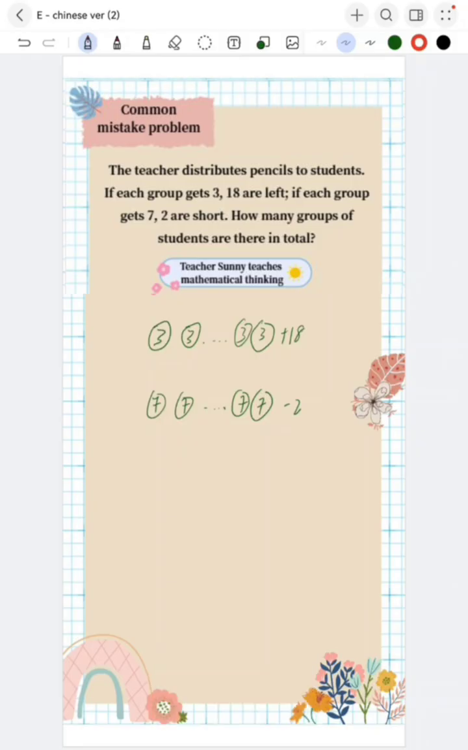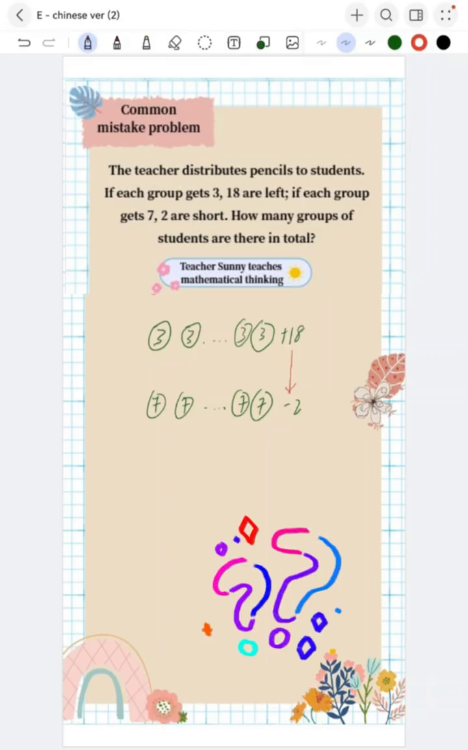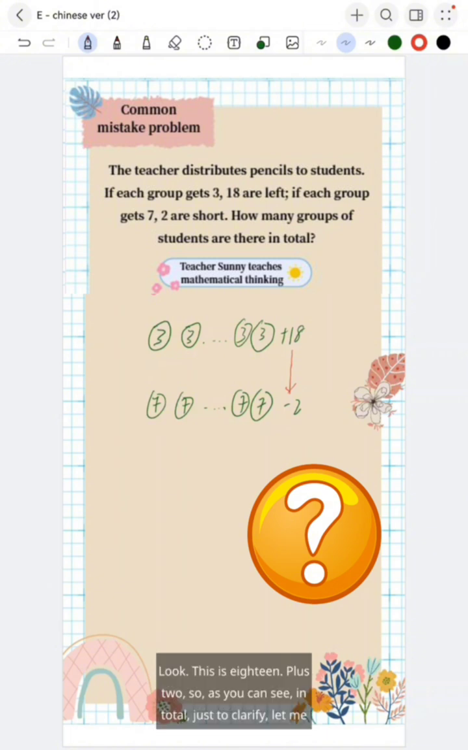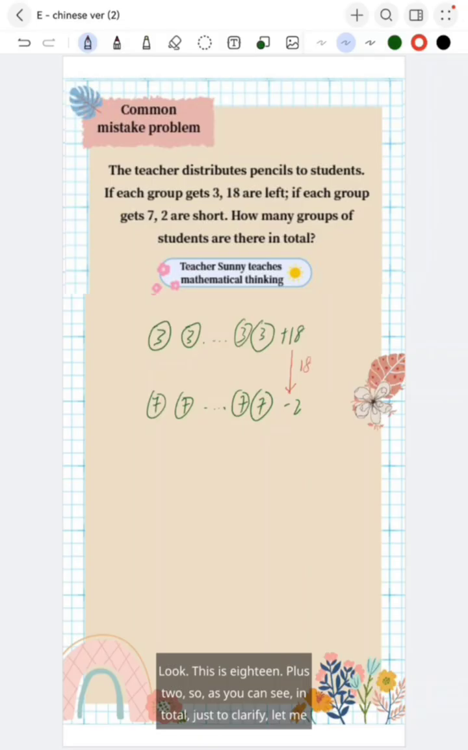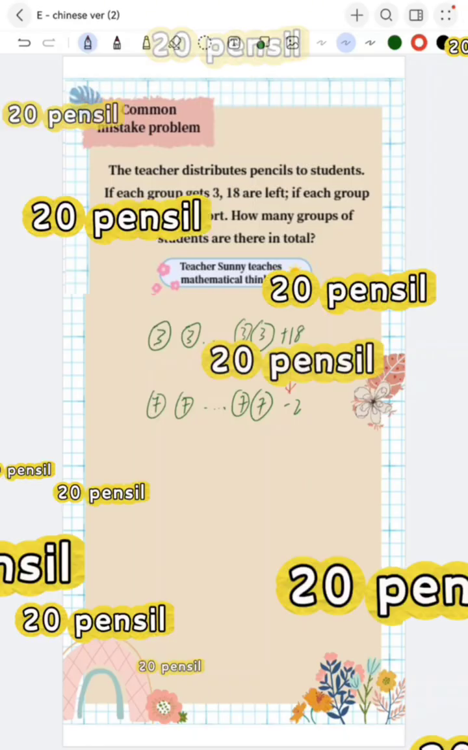Let's take a look. Starting from the larger amount, from this 18. From the extra 18 to finally having 2 left over, how many were used in total? Look, this is 18 plus 2. So, in total, we used 20 pencils.